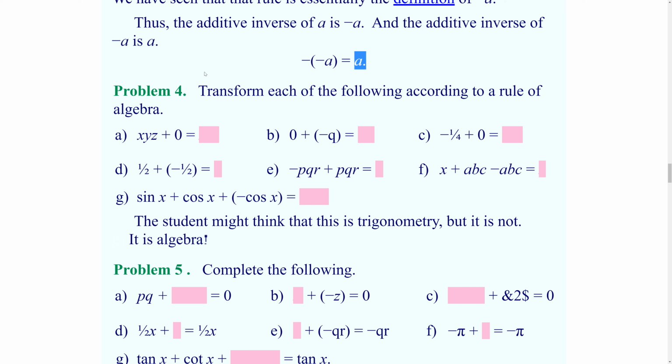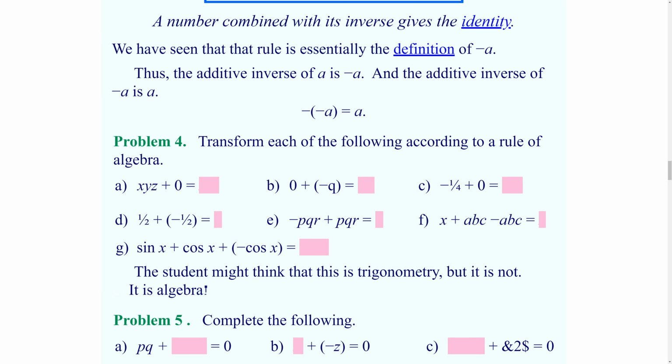Problem 4 says transform each of the following according to a rule of algebra. So we have, what's this? This is x, y, z plus 0. I mean, adding 0 to any number does not change that number, so we should still be left with x, y, z. And what about this? If we subtract -q from 0, what do you think we have? We have -q. If we add 0 to this negative fraction 1/4, then we still get -1/4. The number -1/4 does not change.